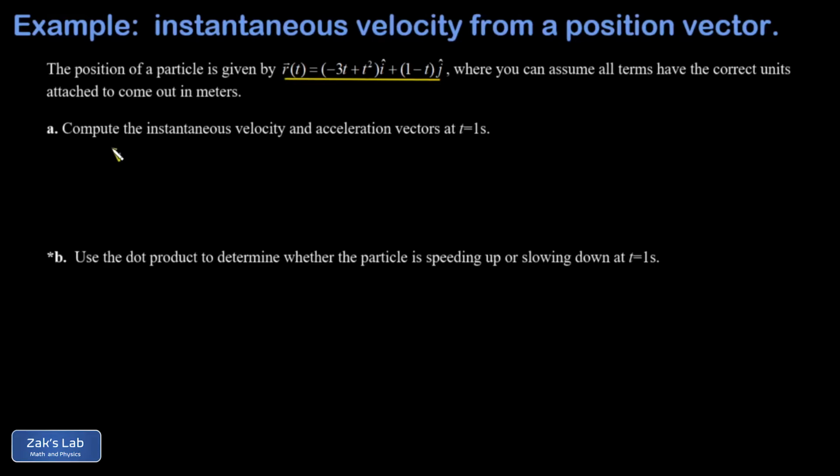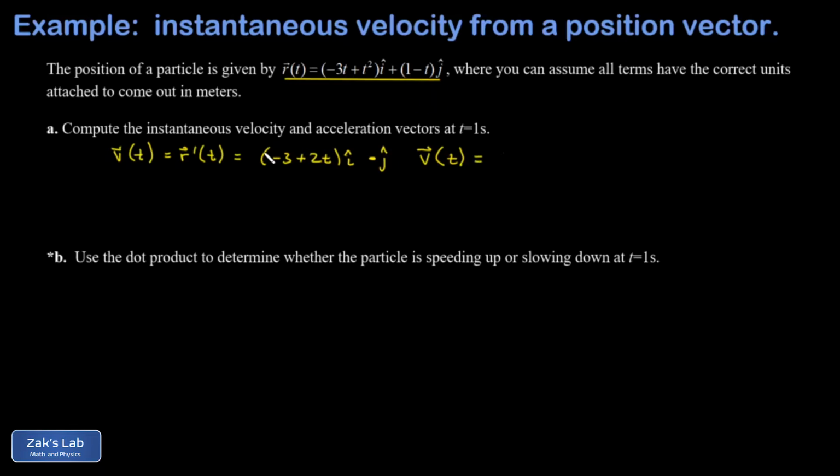So we get the velocity vector as a function of time in general by taking the time derivative of the position vector. And that means we just differentiate each of those coefficients of the unit vectors with respect to t. So my first coefficient is going to come out to negative 3 plus 2t, and that multiplies i hat. And my second coefficient is just the negative 1 times j hat, and I can just write minus j hat. Then I can evaluate this at t equals 1, and I get my velocity vector at t equals 1 second.